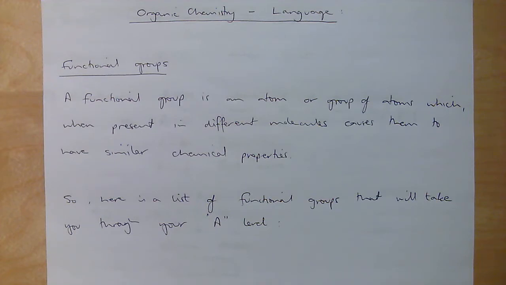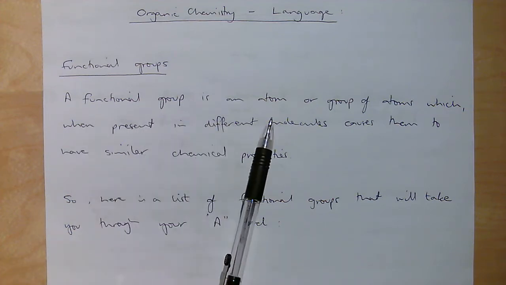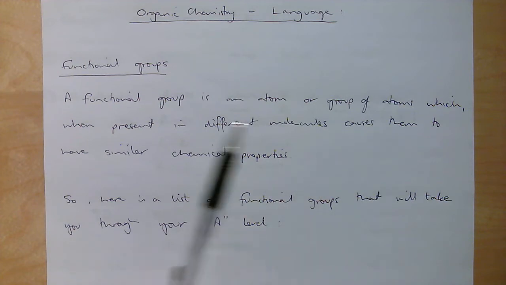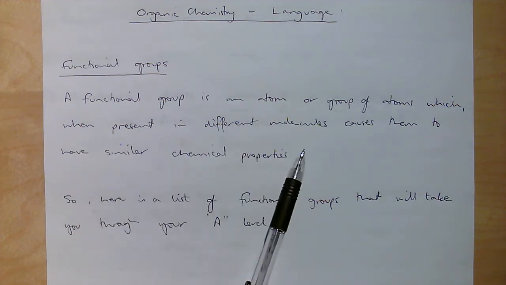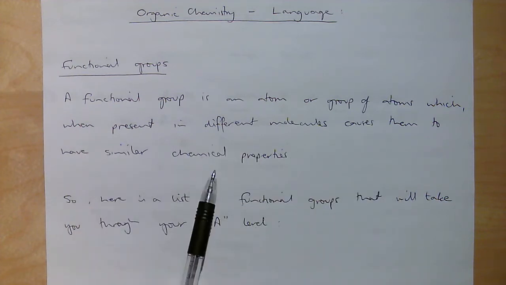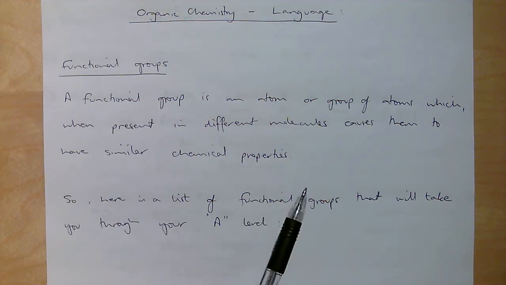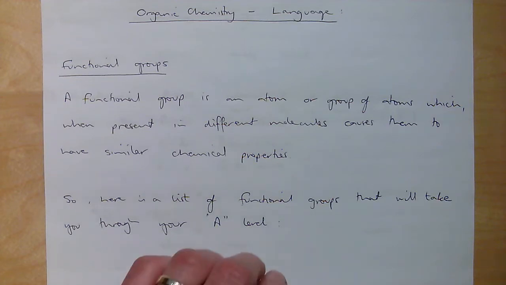Okay, so first of all, it's really important to understand what a functional group is. A functional group is an atom or group of atoms which, when present in different molecules, causes them to have similar chemical properties. So whenever you do organic chemistry, you look at the molecule, you identify your functional group, and depending on what functional group it has will tell you a lot about the type of chemical reactions that molecule will go through. Here is a list then of functional groups that will take you through your A-level.